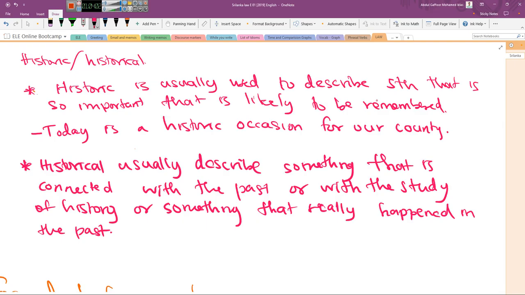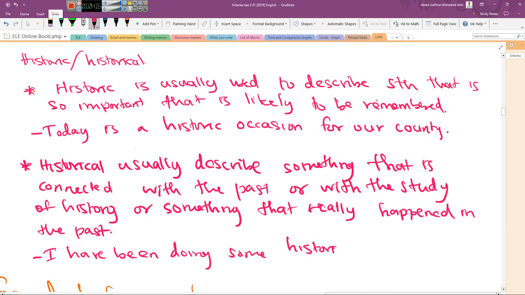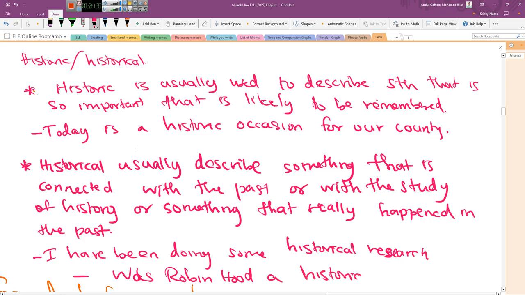For example, I have been doing some historical research. The next example sentence is, was Robin Hood a historical figure?